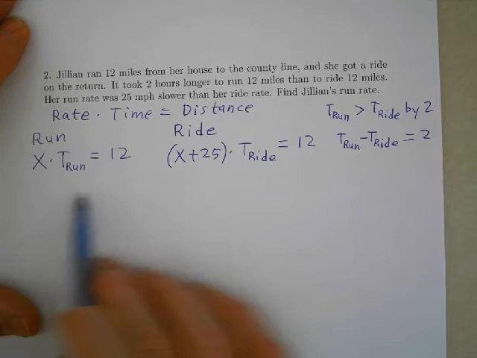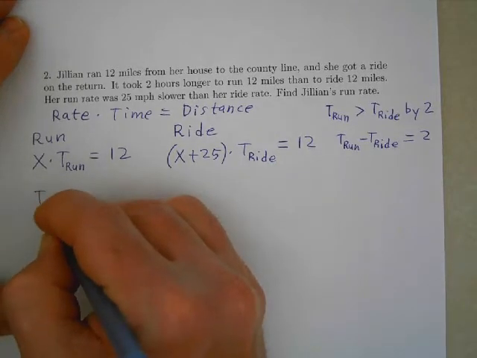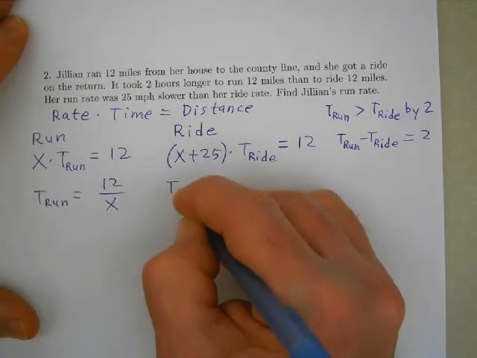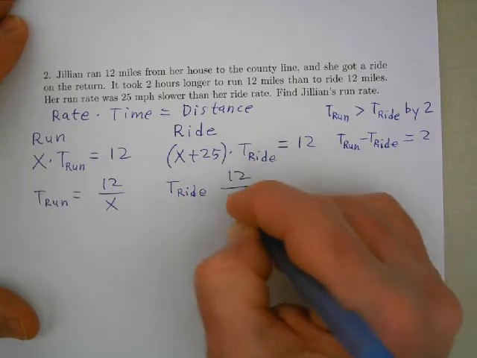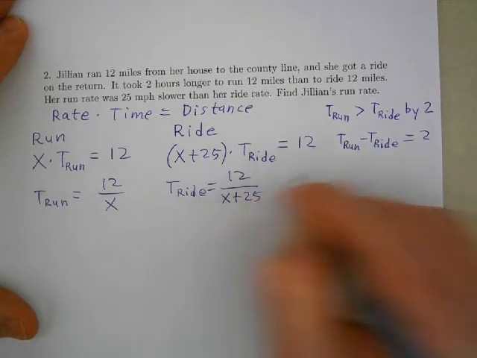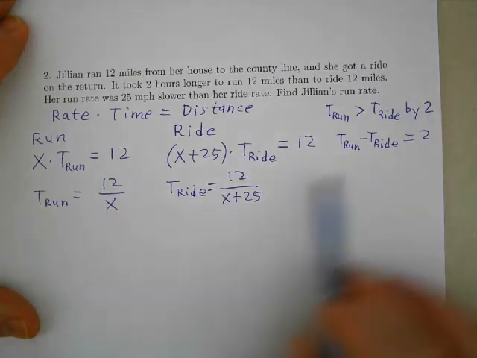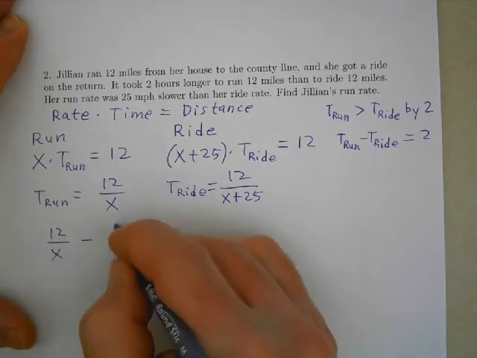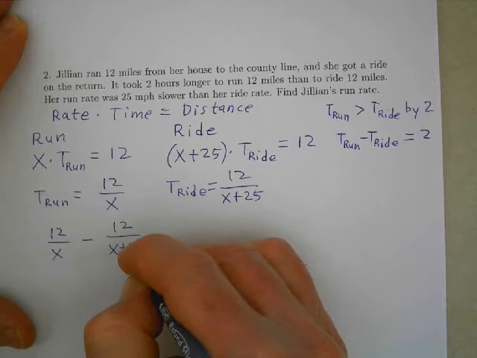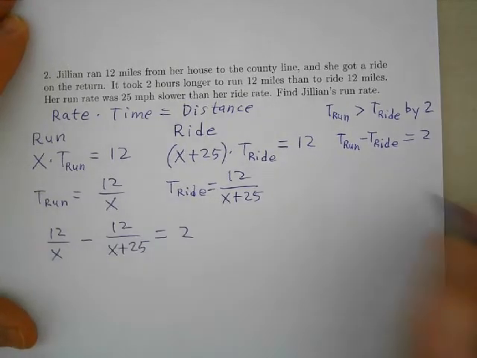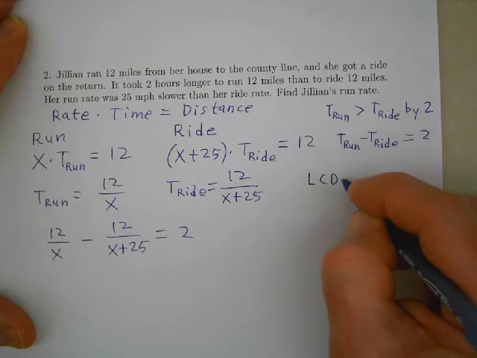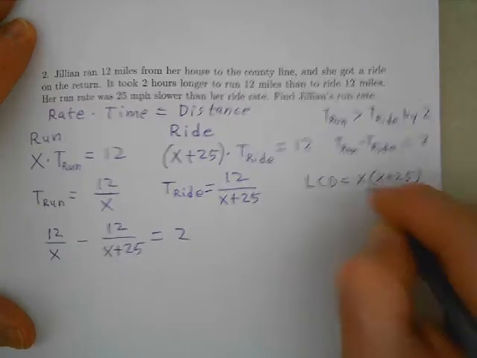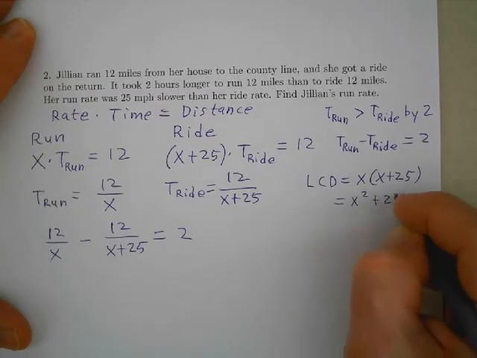Okay, so we'll solve each of those two equations for time. T sub run is 12 divided by X. Time is equal to distance divided by rate. T sub ride is equal to 12 divided by X plus 25. And then we'll substitute those quantities into this equation, and we'll get 12 over X minus 12 over X plus 25 equals 2. The least common multiple of the denominators, also called the least common denominator, is X times X plus 25, or it can be written as X squared plus 25X.